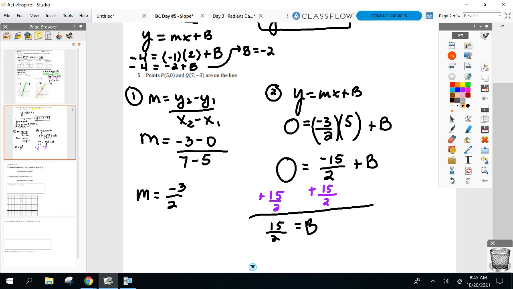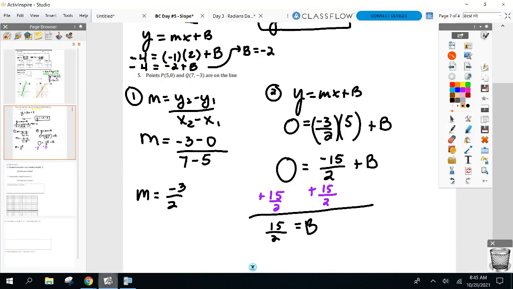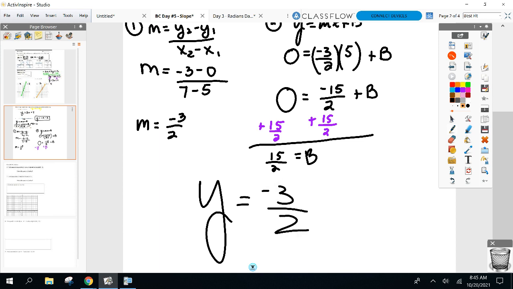All right, put them together for me. What's your equation? Y equals -3 over 2x plus 15 over 2.